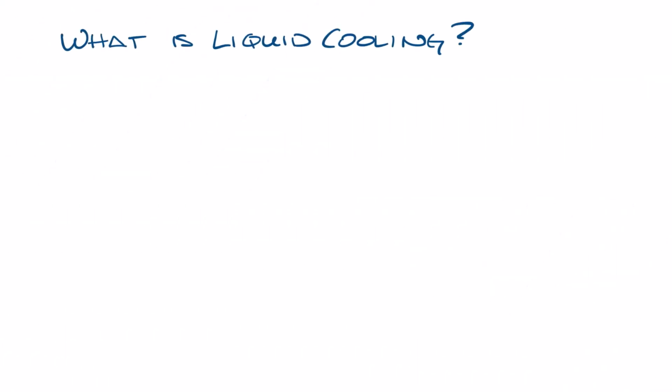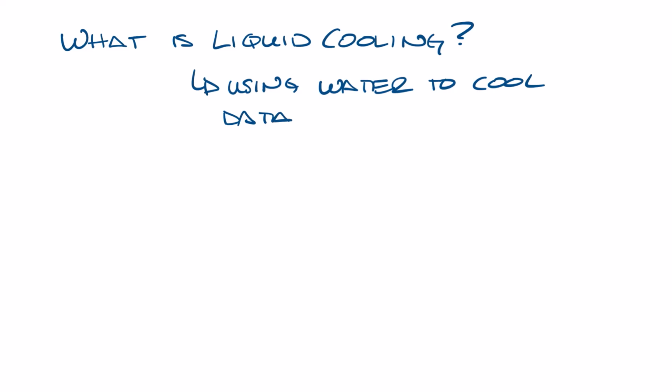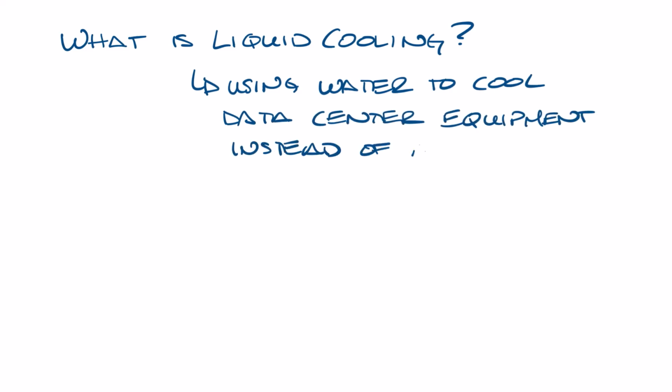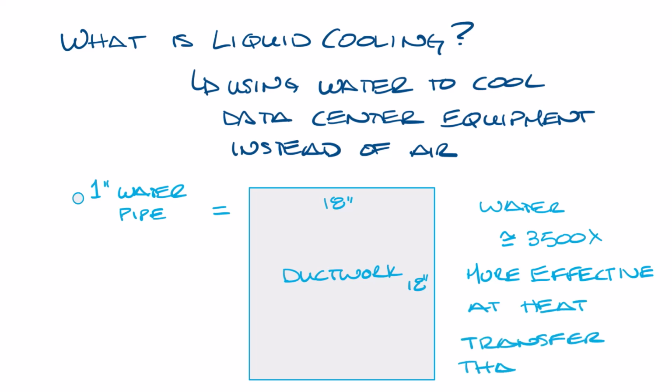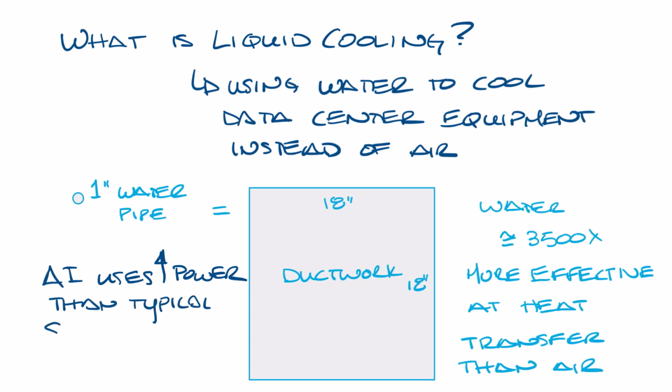So what is liquid cooling? As the name implies, it is using water to cool the data center equipment instead of air. We'll come back to air cooling at a later date, but liquid cooling is hot right now, so let's talk about it. I mentioned in the last video that you can transfer as much heat in a 1-inch pipe as you can in an 18 by 18 inch ductwork because water is about 3,500 times more effective at heat transfer than air is. And since AI uses significantly more computing power than a regular search uses, being able to provide more cooling fast and efficiently is pretty important.